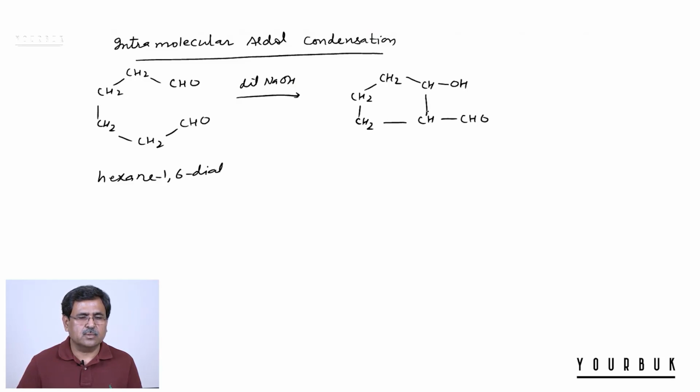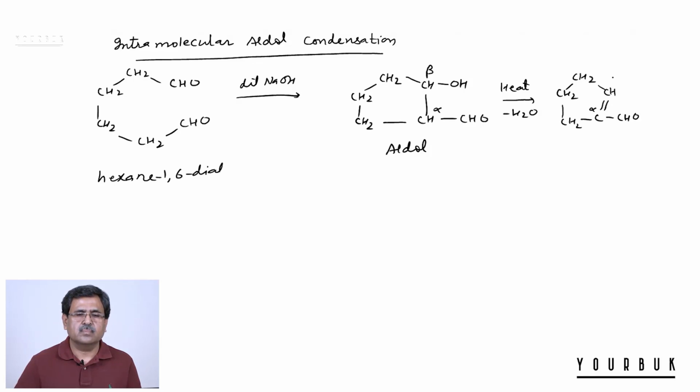And again, you make sure it has to be beta hydroxy aldehyde or ketone. So this is my aldol. And on heating, it undergoes dehydration to form alpha beta unsaturated aldehyde or ketone. So this is one example of intramolecular aldol condensation.